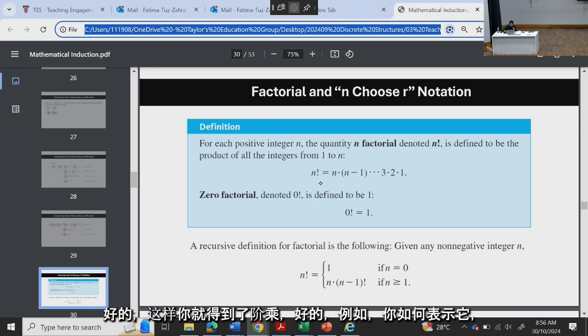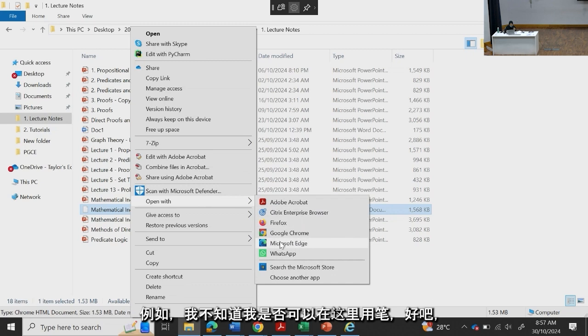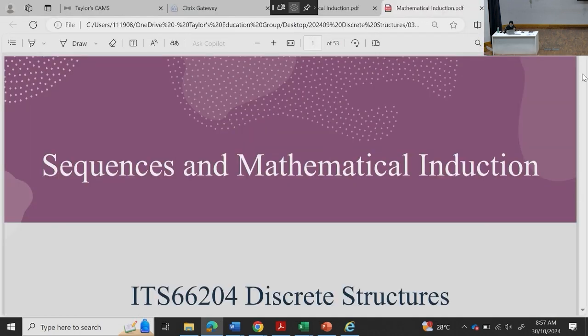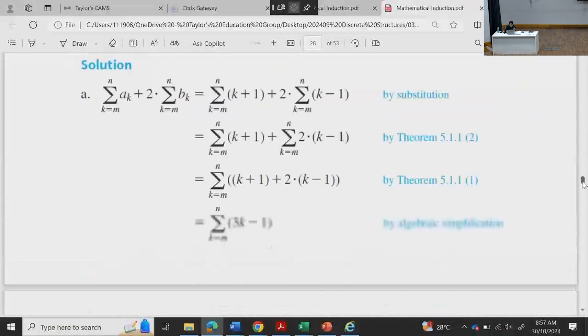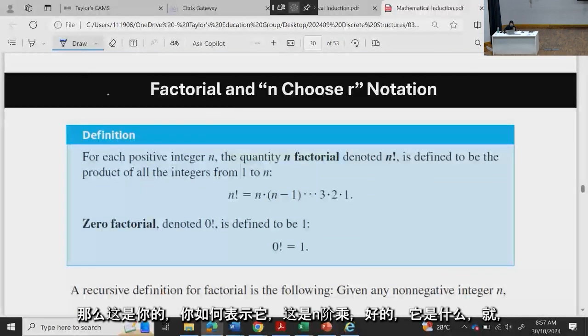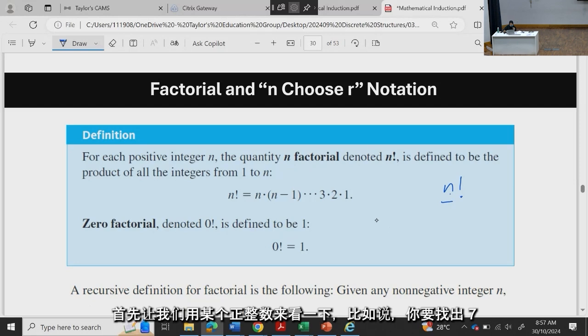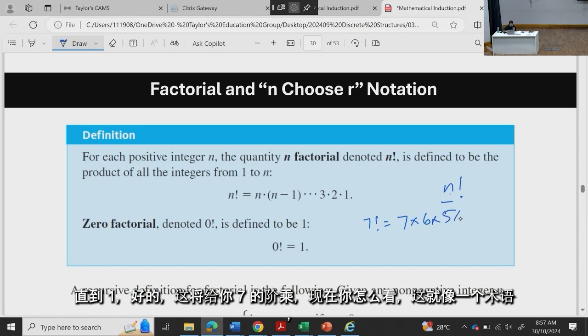Okay, and how do you represent it? For example, I don't know if I can use a pen over here. So how do you represent it? This is n factorial. First let's look at it in terms of some positive integer. Let's say you have to find 7 factorial, meaning factorial of 7. What you will do is multiply it with all preceding integers till 1. This will give you factorial of 7.